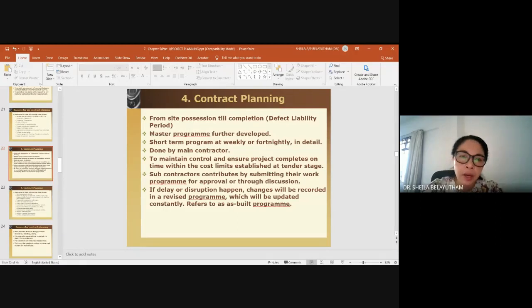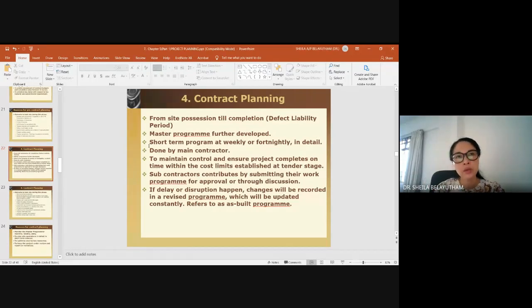So your master program that you initiated previously in the pre-contract planning will be further developed. Your planning might be in terms of weekly or fortnightly. You have a short time period so that you can monitor those activities closely, so you know that each day what needs to be completed.